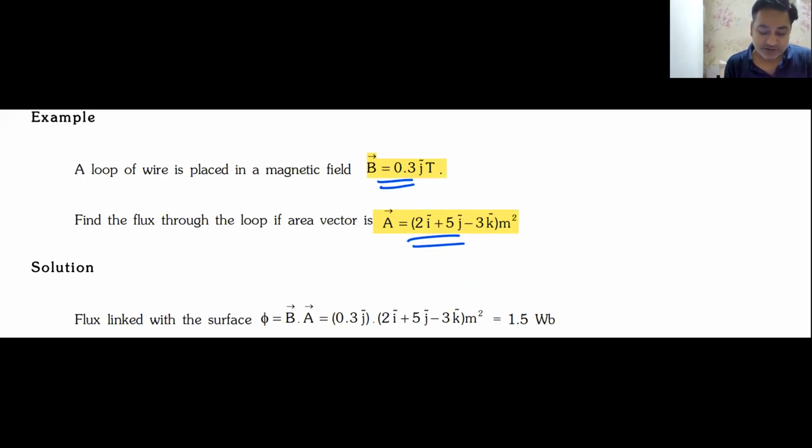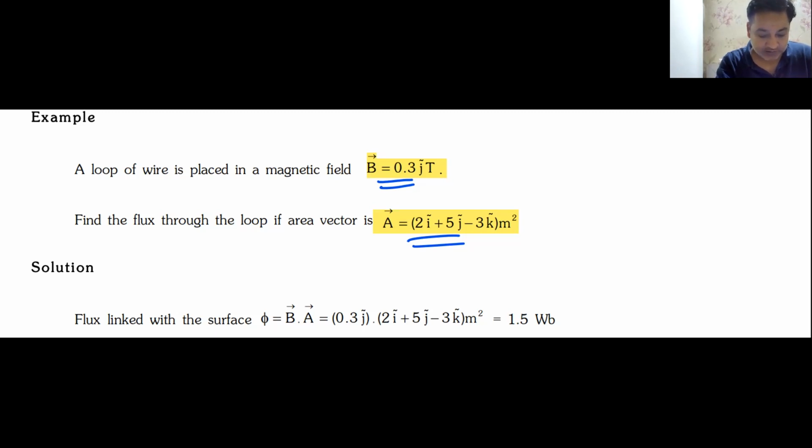If you take the dot product, only the J component will remain. 0.3 dot with 5J. Other components will cancel out and become 0. So the answer is simply 1.5 Weber. Remember, that is the SI unit of magnetic flux. Yes or no? We got this?